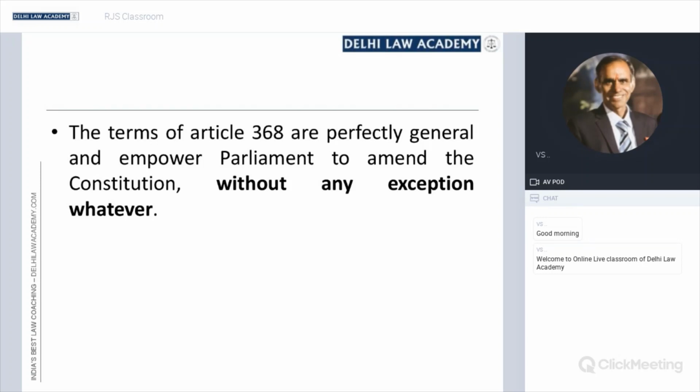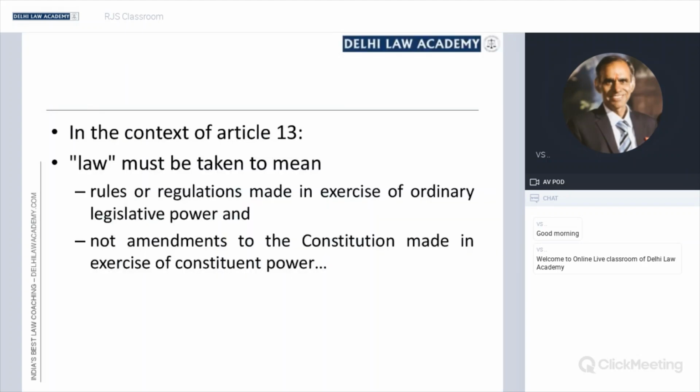The terms of Article 368 are perfectly general and empower the Parliament to amend the Constitution without any exception whatever. This was the categorical finding given by the Supreme Court in 1951. The Parliament had the power to amend the Constitution without any exception whatever. So any and every provision of the Constitution could be amended by the Parliament. This was the initial interpretation.